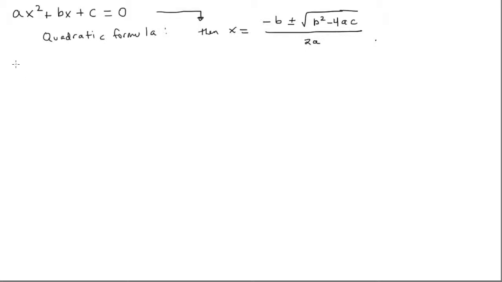Okay, so let's look at an example of how to use this. So the quadratic equation that we're going to work with is 25x squared minus 20x plus 3, and that equals 0. Okay, so in this situation, we have a is 25, b is negative 20, and don't forget the negative, and c is the 3.